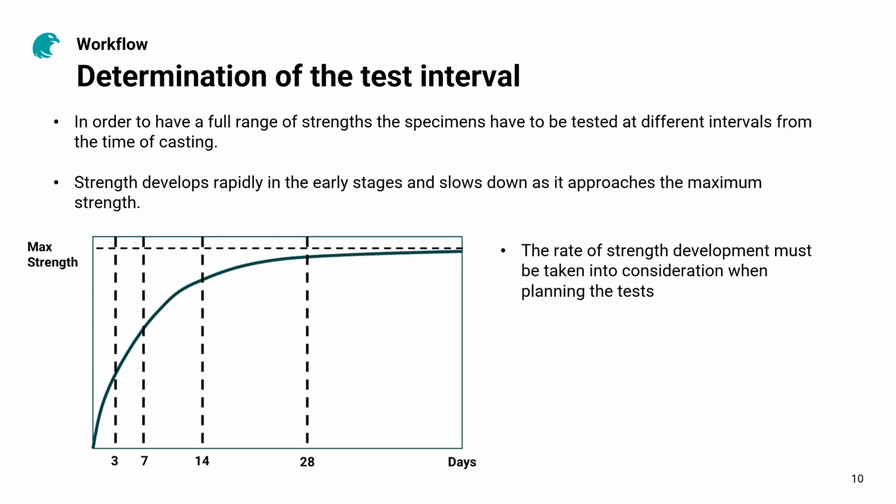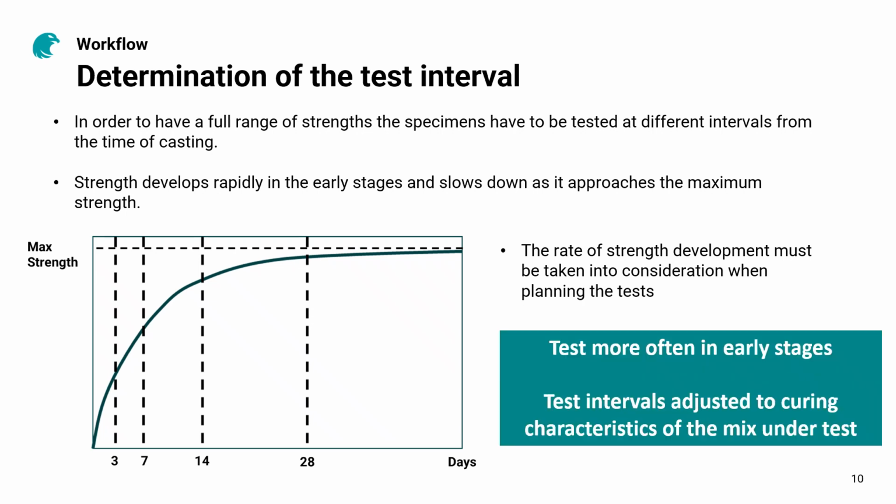Now let's look at the test intervals. In order to have a full range of strengths, the specimens have to be tested at different intervals from the time of casting. Strength develops rapidly in early stages and slows down as it approaches the maximum strength. This is typically after 28 days. So the rate of strength development must be taken into consideration when planning the tests. Test more often in early stages, and test intervals should be adjusted to curing characteristics of the mix under test.